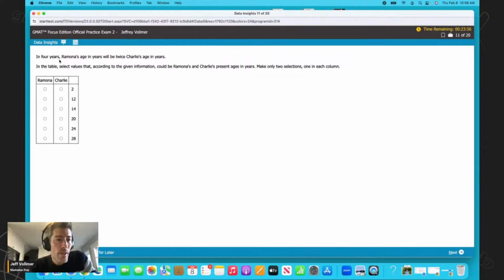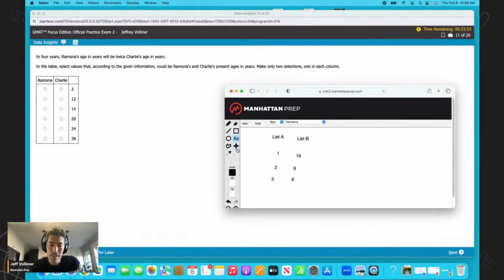All right, 4 years. Oh, classic age problem. Let's pull up the whiteboard for these ones. In 4 years, Ramona's age will be twice Charlie's age in years. Okay, cool. Select values that could be their present ages. Well, if in 4 years Ramona is twice as old as Charlie, then Ramona's older than Charlie. I know Ramona can't be two, right? If Ramona is two now, then she would be six in 4 years, which means Charlie would be three in 4 years, which means now he's -1, doesn't exist. So it can't be that.